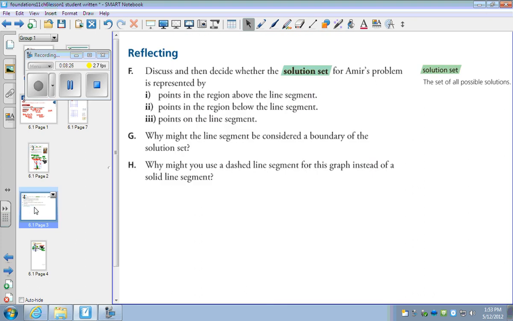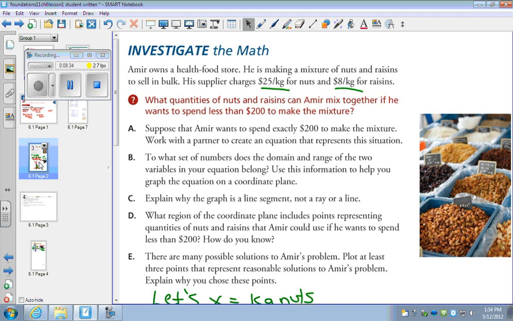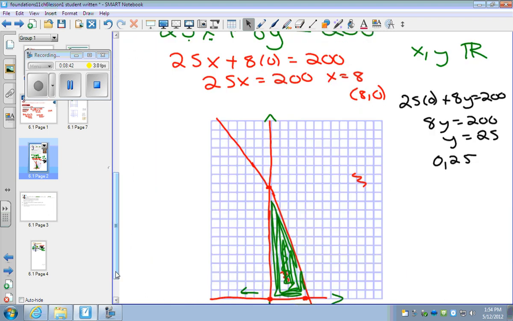Is it represented? Oh, we already did that region. Why might you use a dashed line instead of a solid line? Okay, let's do some better reading. He wants to spend less than. So to show that it's not less than or equal to, what we would do is instead of having a solid line, we would actually make it a dotted line. And that would show that that's the boundary. We don't actually count those points, but it would be everything underneath that. Okay?